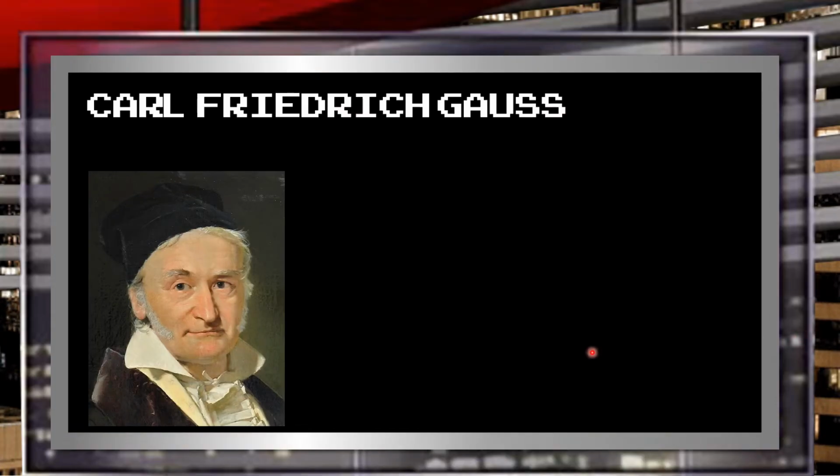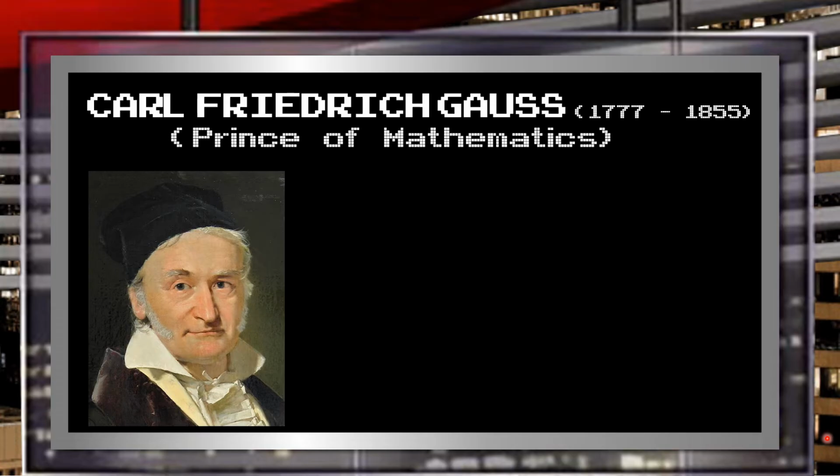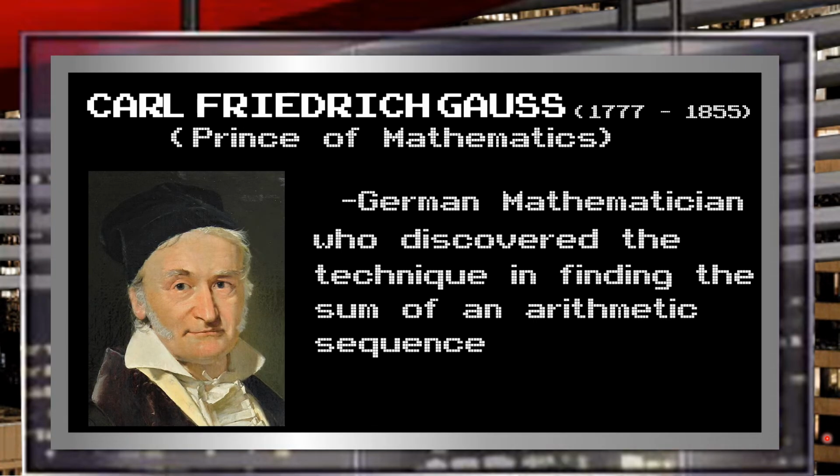Alamin natin kung sino ba itong napakatalinong batang ito. He is Carl Friedrich Gauss, who was born in 1777 and died in 1855. He is considered the Prince of Mathematics. He is a German mathematician who discovered the technique in finding the sum of the arithmetic sequence. Later, alamin natin kung paano ba yun ginawa niya.